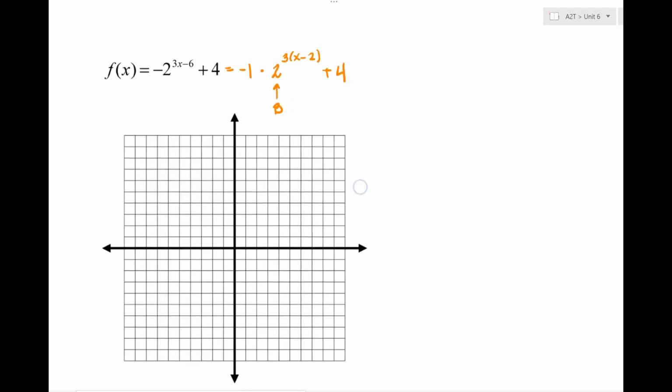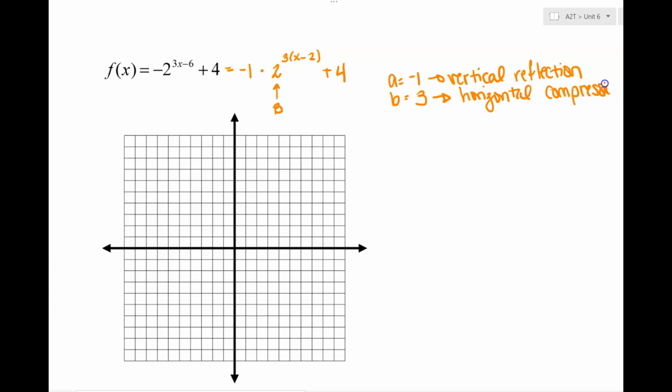Okay, so we can see that a is negative 1. Nice. Now we're going to get to see that reflection. Even though it's exponential growth, because the base is 2, we might, hint, hint, see it as a decreasing function. Our b value is 3, which means we have a horizontal compression, because remember, we put it into our transformation chart using the reciprocal. h is a positive 2, so we go 2 units right. And then k is 4, so we go 4 units up.